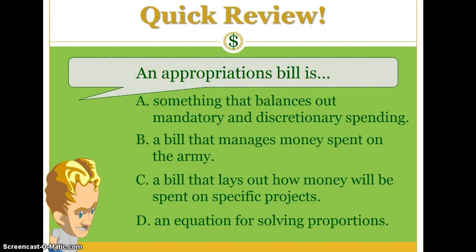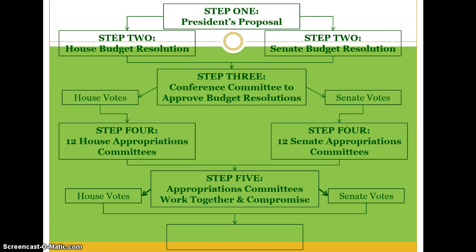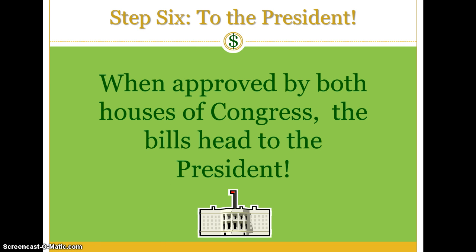Quick review: an appropriations bill is something that balances out mandatory and discretionary spending, a bill that manages money spent in the Army, a bill that lays out how money will be spent on specific projects, an equation for solving problems. I know you got that one right too. Congress votes. Each committee returns to its House of Congress and presents its appropriations bill. The House votes, the Senate votes. Then it goes to the President.